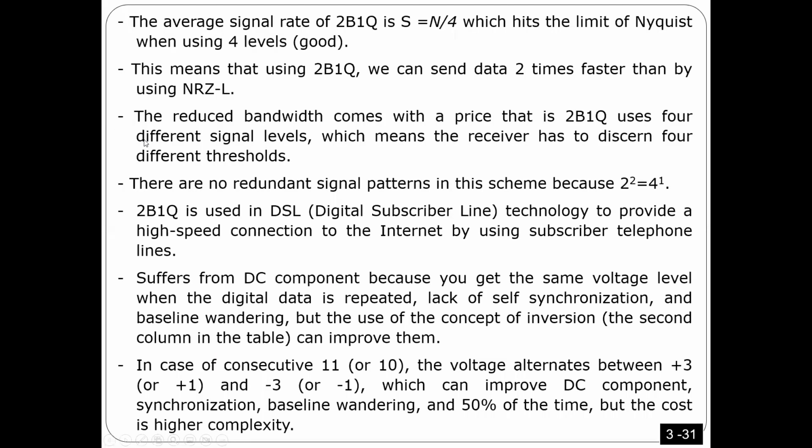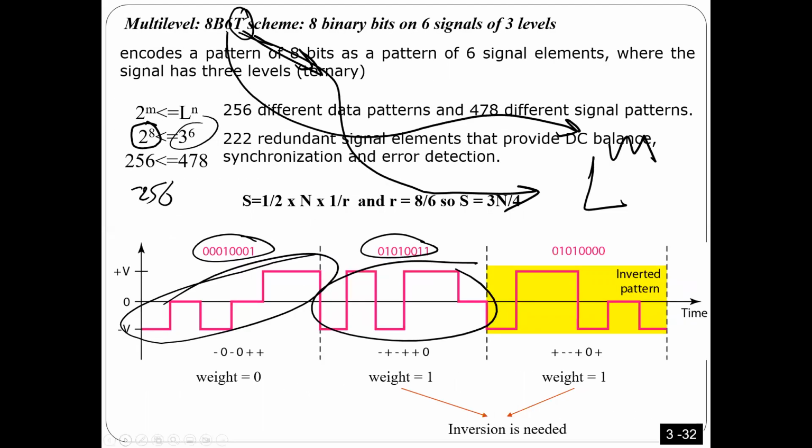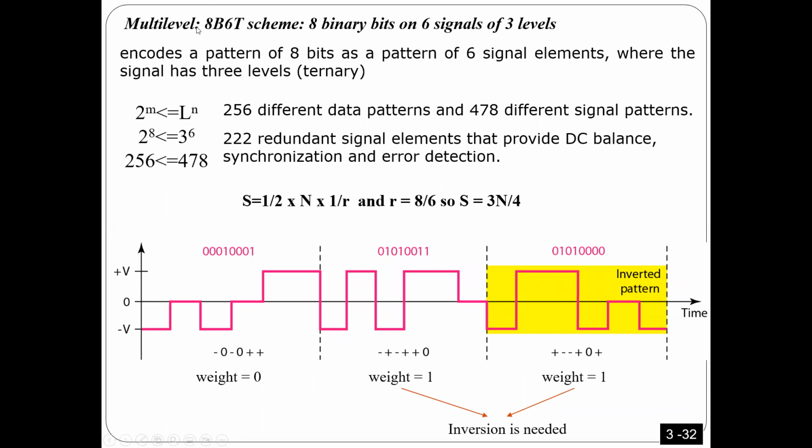And this is actually the case here. If you use the calculator, you will see 2 to the power 8 is actually less than 3 to the power 6. So in this scenario, I have more signal patterns than binary ones. Is that a good thing or bad thing? It's good. Why is it good? Because I can exclude the bad patterns.